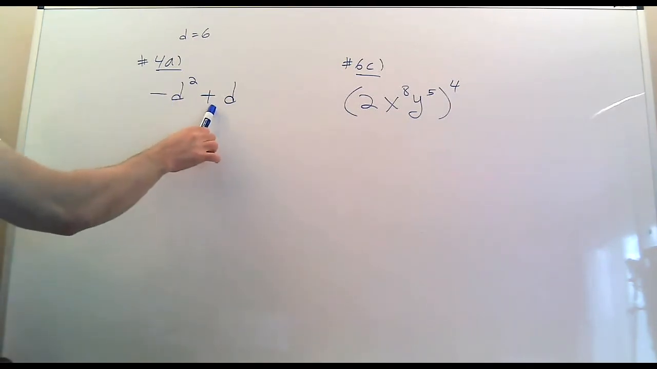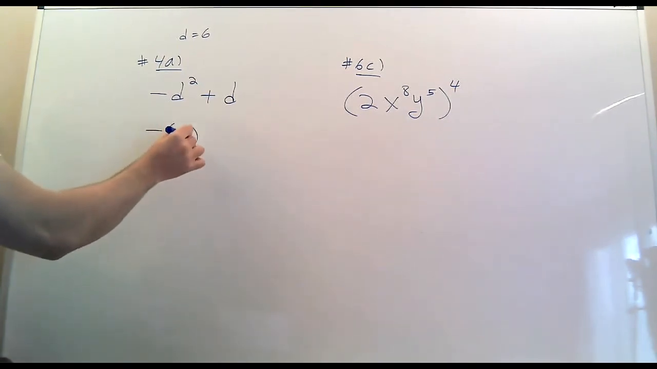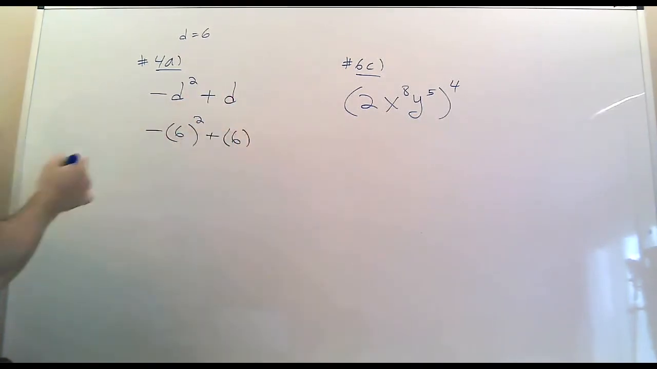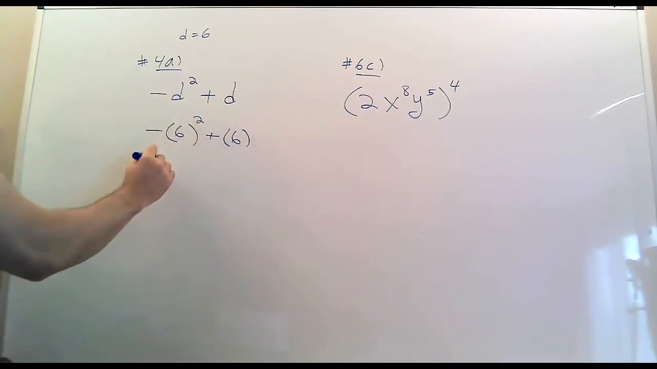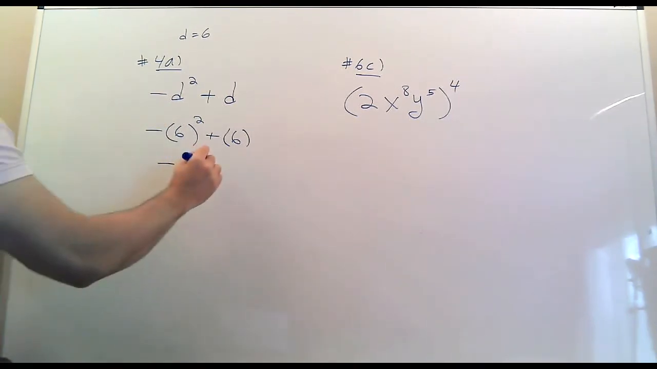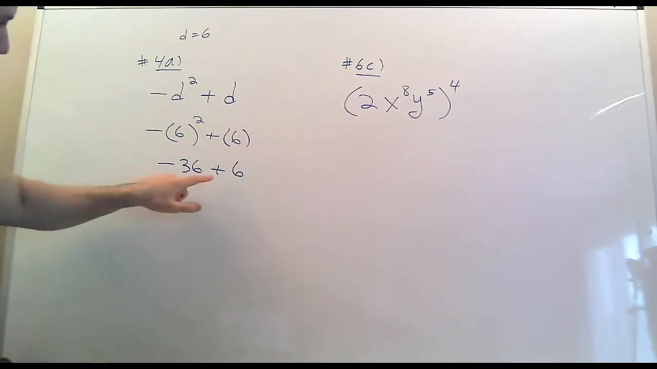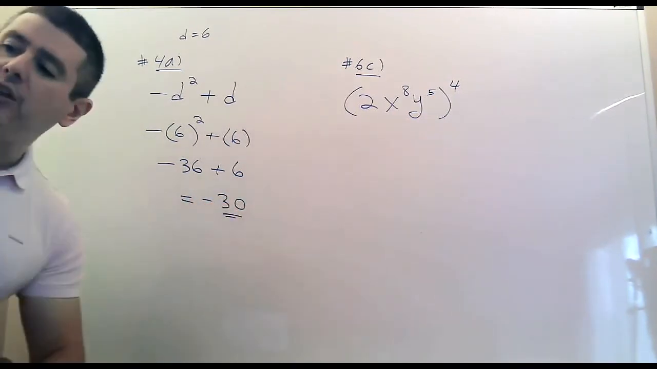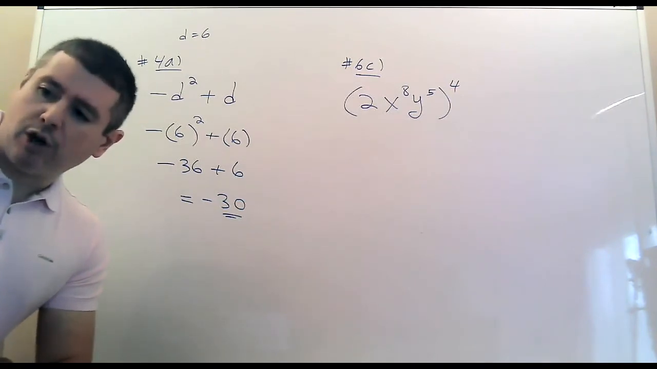I had negative d squared plus d, but d was 6. So keep the negative there. Put parentheses. Put the 6 here. Put the 6 there. Again, parentheses. Now remember, you cannot hop the fence with the power on. You have to shut the power off first. So you're going to do 6 times 6, which is 36. Then hit it with the minus, plus 6. So you owe me 36, but you pay me 6. You still owe me 30, right? Subtract the numbers and keep the sign of the larger number. 36 minus 6 is 30, and you keep the larger sign.